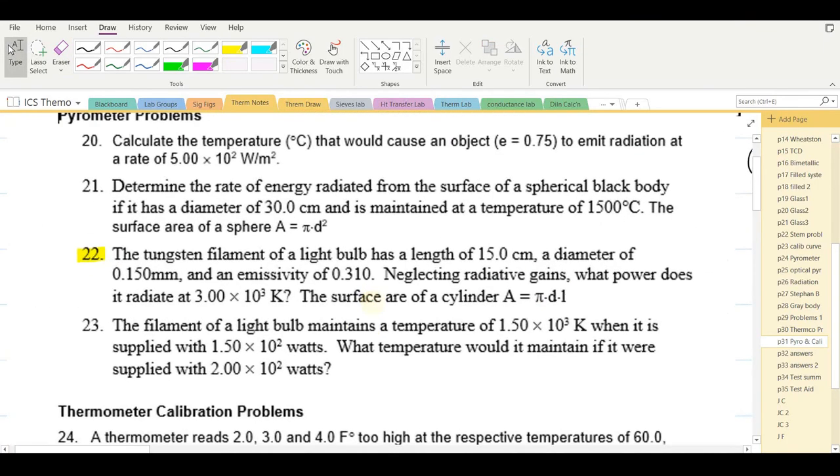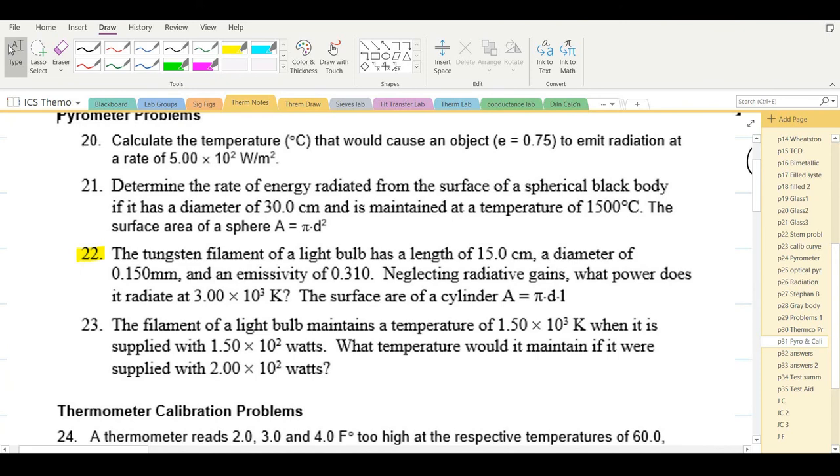All right, number 22 says the tungsten filament of a light bulb has a length of 15 centimeters and a diameter of 0.15 millimeters. Its emissivity is 0.31. That's tungsten. Neglecting radiative gains, what power does it radiate at 3000 Kelvin? We're given the surface area of a cylinder is pi dL.